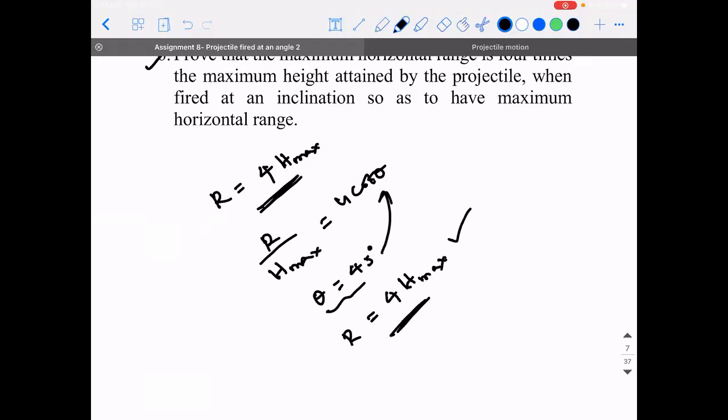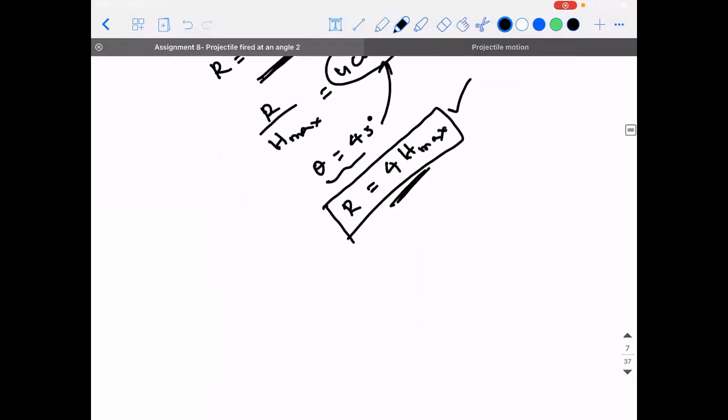Sir, we can write 4 cot theta as 1 by 4 tan theta also, right? No. 4 cot theta you will write as 4 by tan theta. It's not 1 by 4 tan theta. Right? So R will be equal to 4 times H max. Clear, guys?